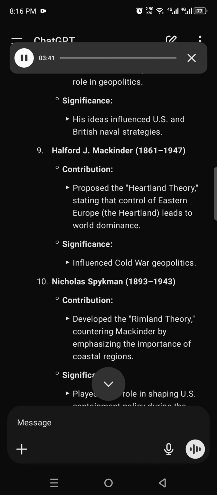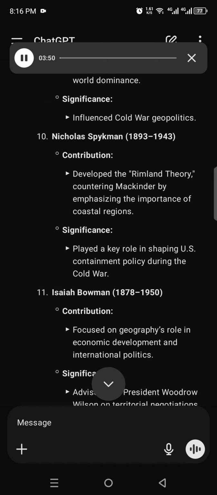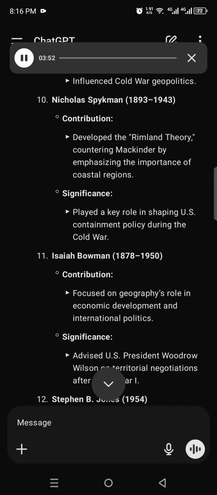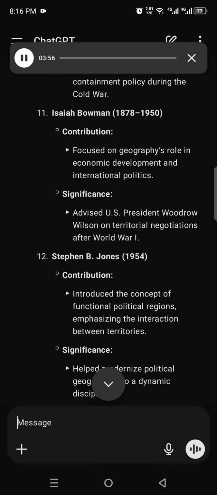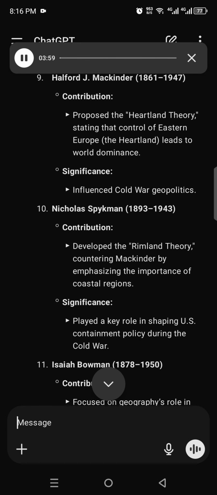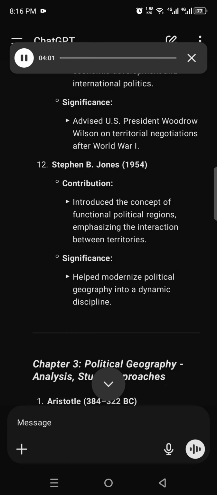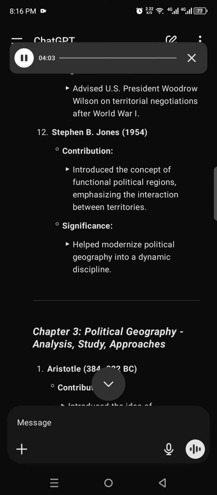11. Isaiah Bowman, 1878 to 1950. Contribution: focused on geography's role in economic development and international politics. Significance: advised U.S. President Woodrow Wilson on territorial negotiations after World War I. 12. Stephen B. Jones, 1954. Contribution: introduced the concept of functional political regions, emphasizing the interaction between territories. Significance: helped modernize political geography into a dynamic discipline.